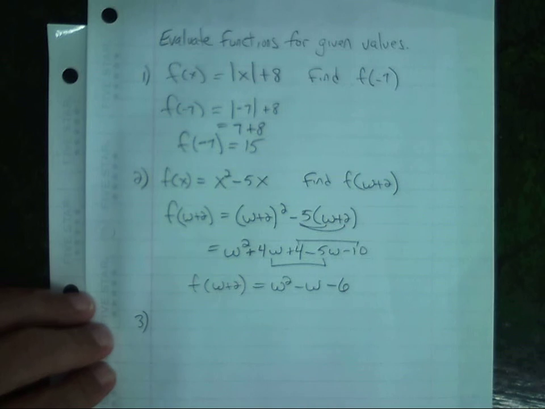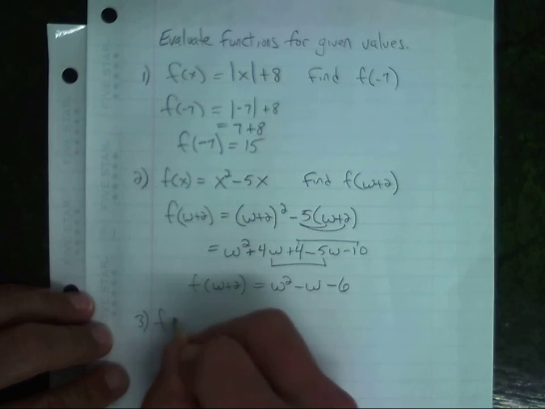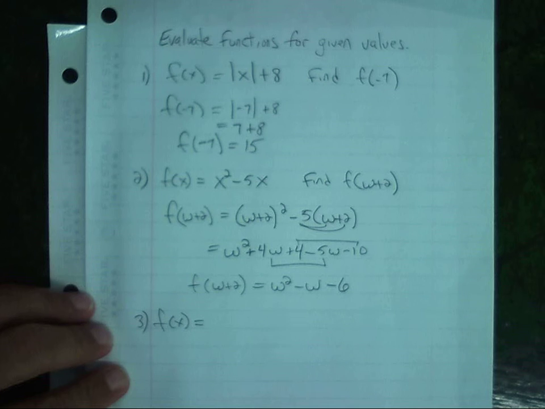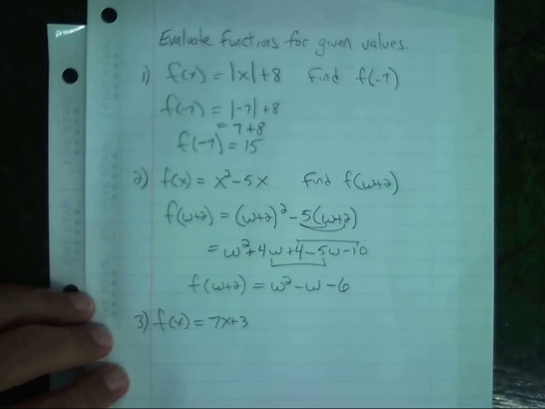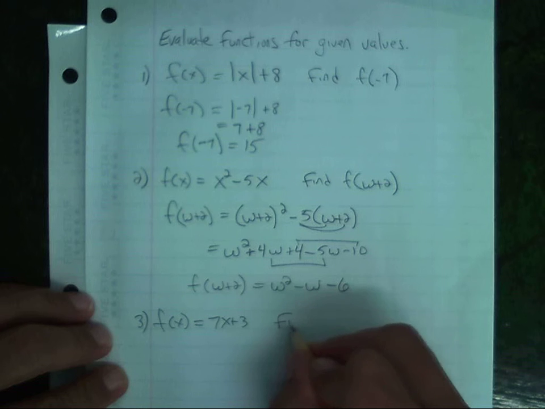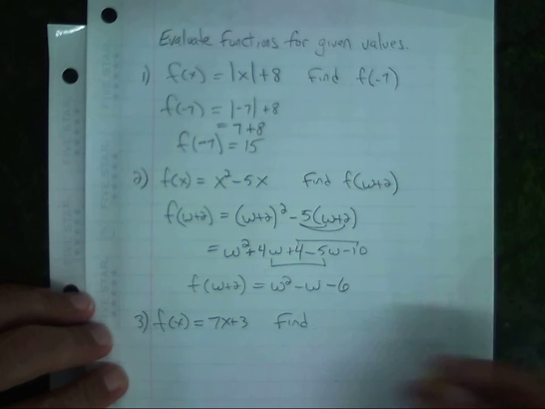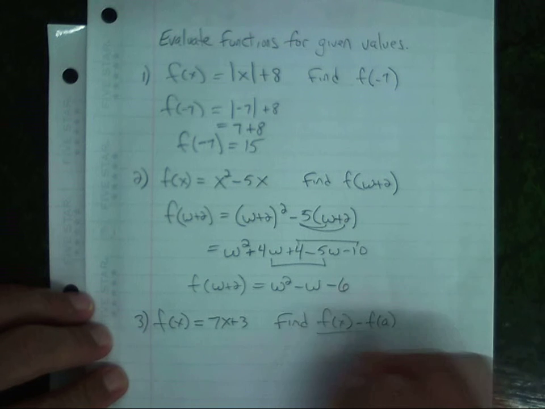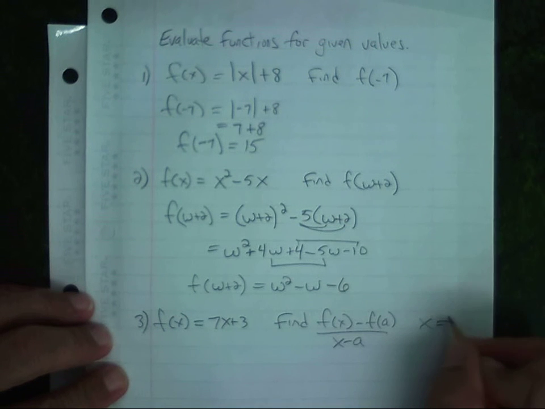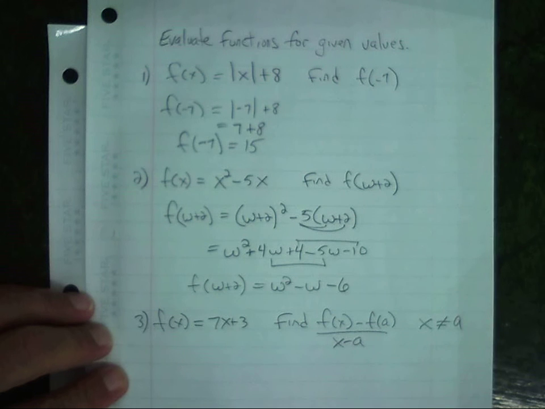Our third and final example, f of x equals 7x plus 3. They want you to find f of x minus f of a over x minus a, where x does not equal a. The reason why x can never equal a is because that would make my denominator 0.